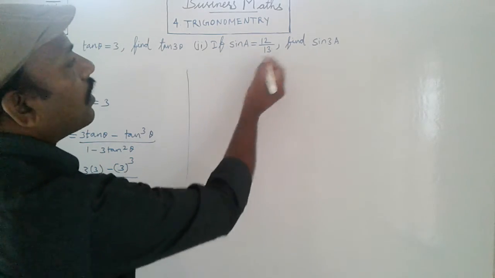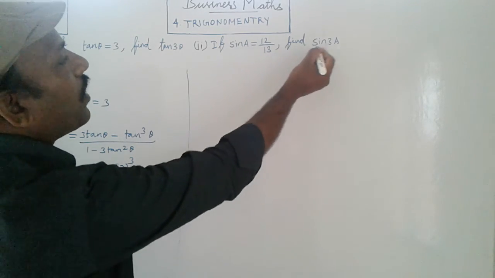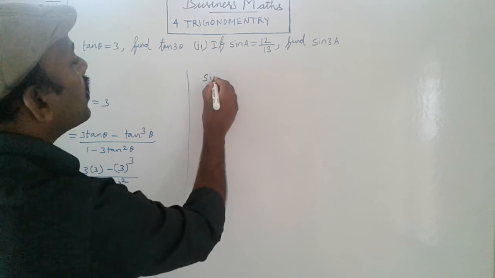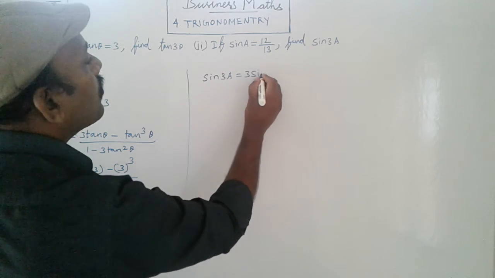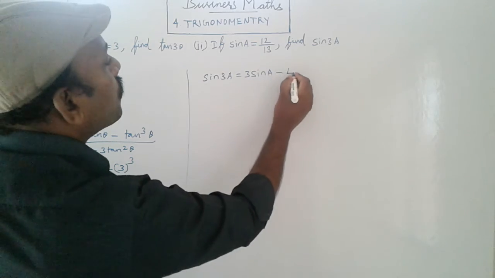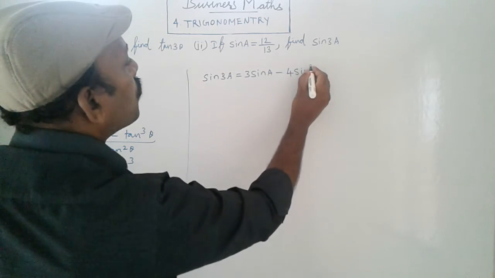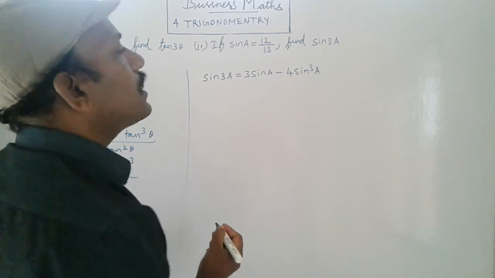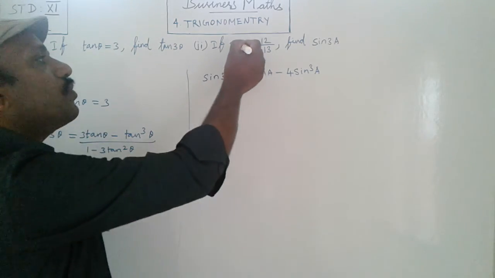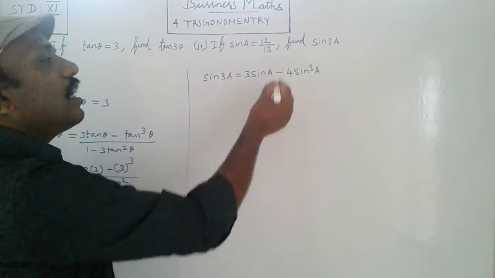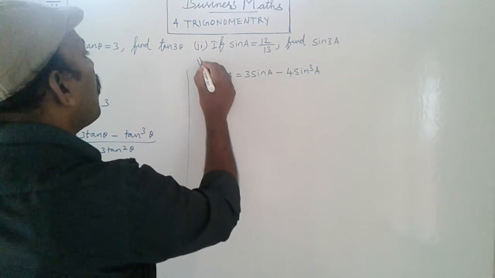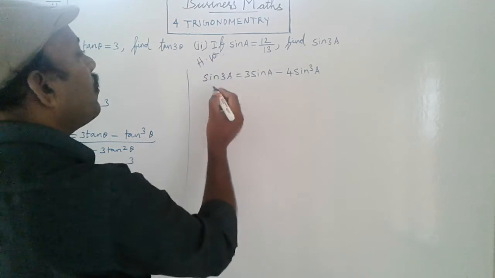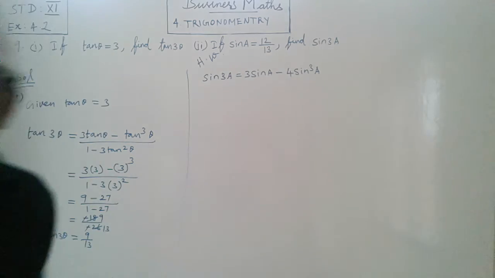Second sum is sin 12 divided by 13. Find sin 3A. Sin 3A formula is sin 3A equal to 3 sin A minus 4 sin cube A. So we should substitute the sin A value here and simplify, then we get the answer. So this is a homework, second sum. Use this formula.